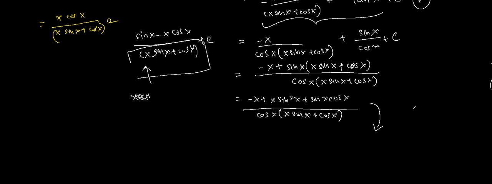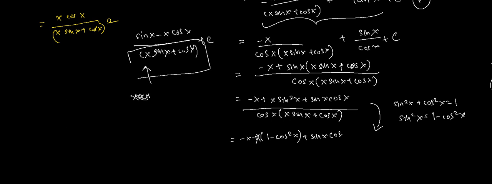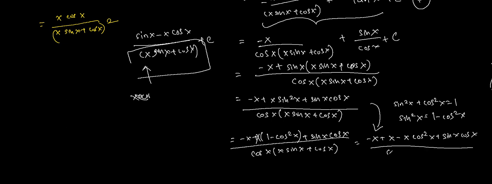What we do in the next step, we know from the trigonometry identity that sine square x plus cosine square x is equal to 1. And we substitute sine square x as 1 minus cosine square x. All right, so we got this 1 minus cosine square x, there's an x in front, plus sine x cosine x over the cosine x, x sine x plus cosine x. So this works out to be equivalent to minus x plus x minus x cosine squared x plus sine x cosine x over cosine x bracket x sine x plus cosine x.